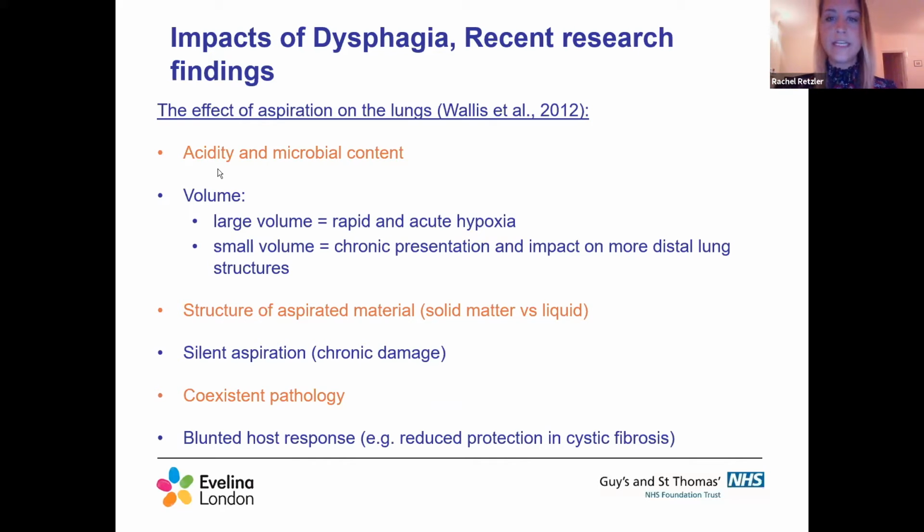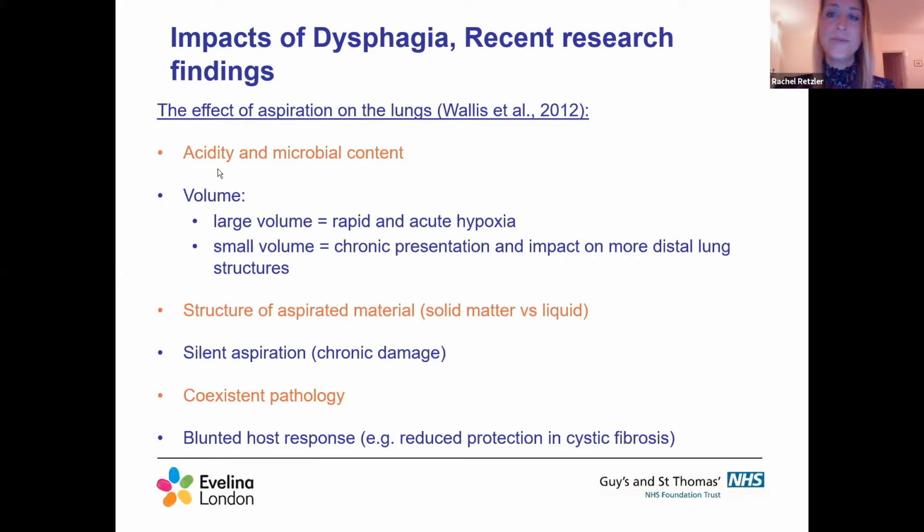Well, on the effect of aspiration on the lungs, Wallace et al. in 2012 noted it's important to keep in mind the acidity and microbial content, as alkaline saliva contains oral bacterial flora, and in vulnerable children with neurodevelopmental delay, poor oral and dental hygiene can result in an increased risk of aspiration pneumonia with anaerobic organisms.